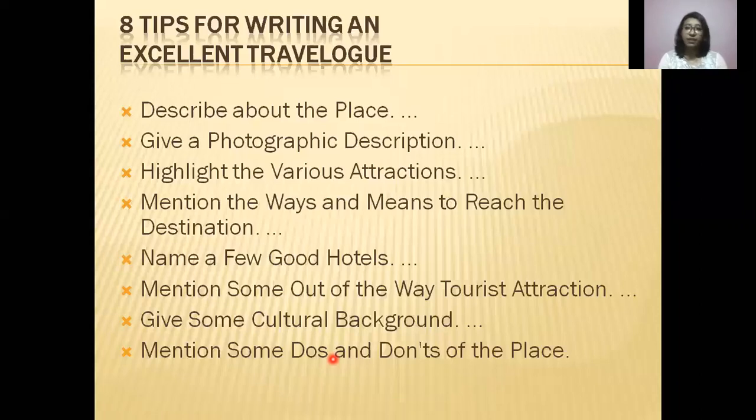So in this part, I'm going to halt right now because I know it's getting longer. So this much for now, and let's meet in the second part of travelogue.